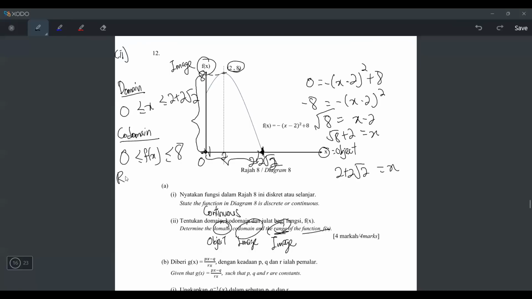Then what about the range? The range will be exactly the same as codomain. It will also be f(x) in between 0 and 8, because range is like image. So yeah, that's how you do it. So that's the answer. Okay, let's continue with question B.